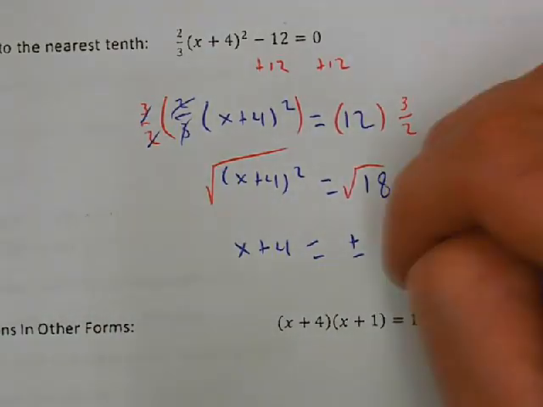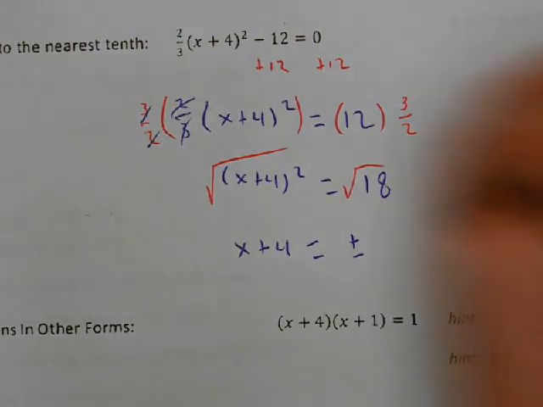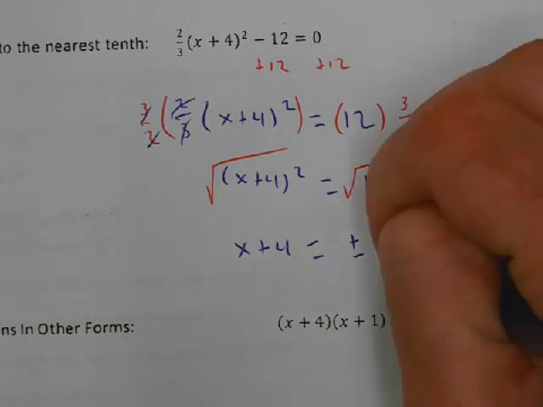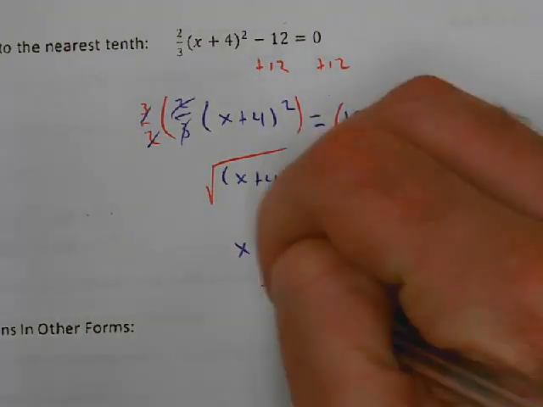equals, don't forget the plus or minus anytime you take the square root. And then we got root 18, but we want to simplify that if we can. Well, 18 is 9 times 2. The square root of 9 is 3, so we can take out a 3. And we got the root 2 part left over. Okay. And then the last step is just subtract 4 from both sides.